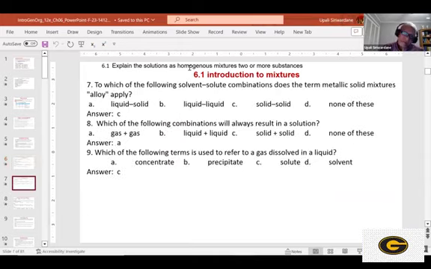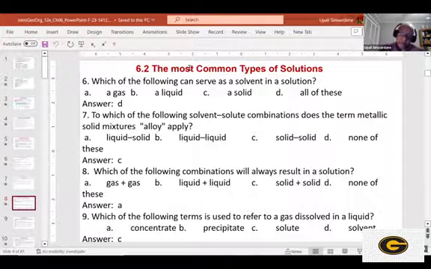Introduction to mixtures. Most common type of solutions. Which of the following can serve as solvent in the solution? All phases could serve as solvent. Solvent is a major component. If a little gas dissolved in solid, it is a gas solid solution. So there are questions about type of solution.